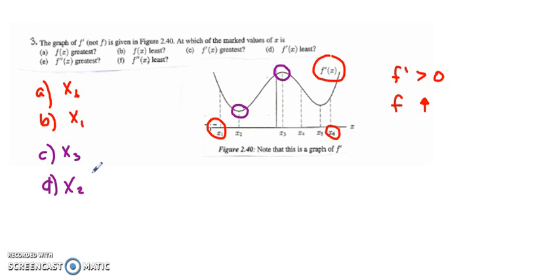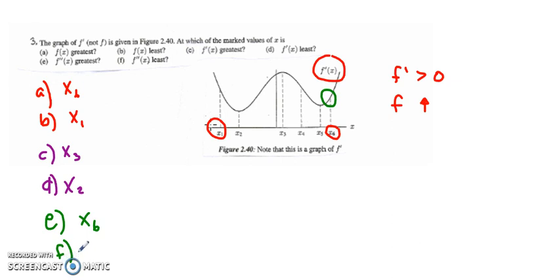Last, we're looking for where the second derivative is the greatest and where the second derivative is the least. Well, the second derivative depends on the slope of the first derivative. So where the first derivative decreases, the second derivative is negative, and where the first derivative increases, the second derivative is positive. Well, there's only one place on this entire graph where the second derivative is positive because the first derivative has a positive slope, and that is at x sub 6. So that is E, where the second derivative is greatest.